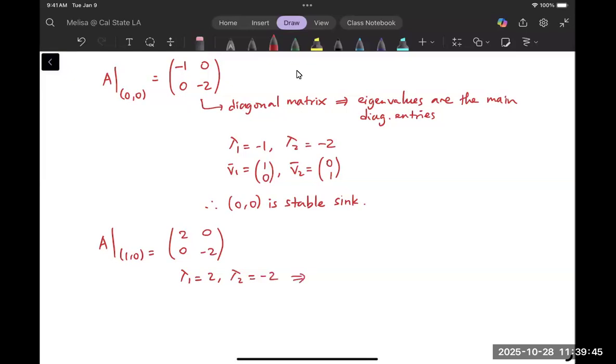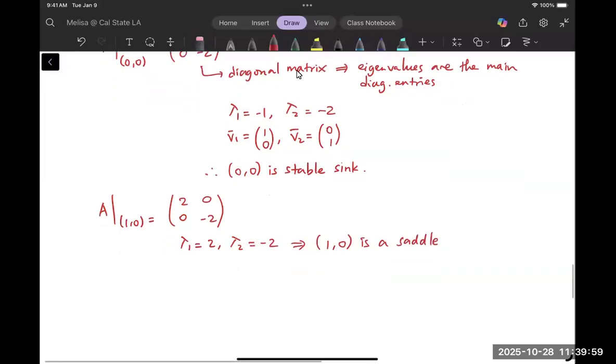So what can you say about this fixed point? A saddle. It's a saddle. Again, we will need eigenvectors when we sketch the phase portrait. So V1, your eigenvector, will be 1, 0, and V2 will be 0, 1.